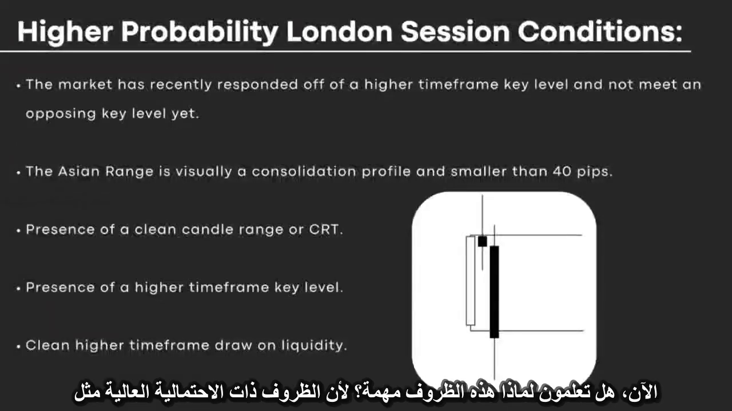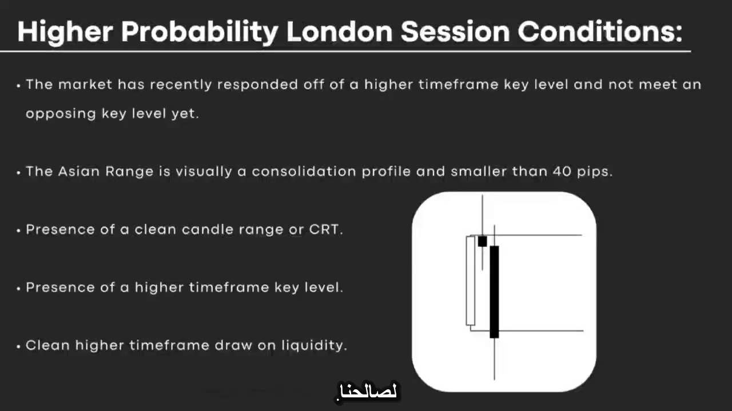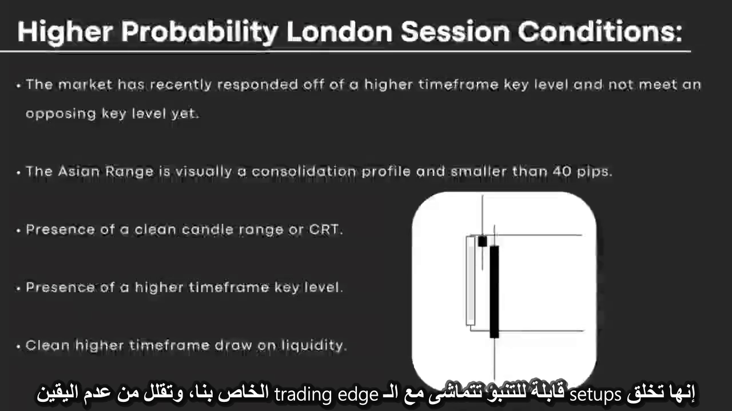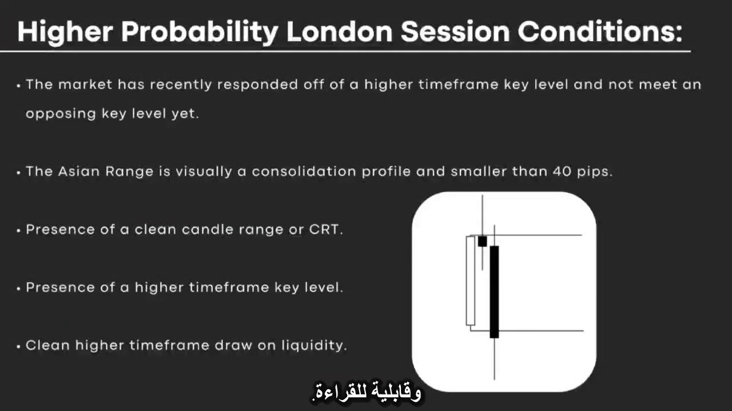Now, do you know why these conditions matter? Because high probability conditions like these align with the structural framework of the market, which increases the odds of success in our favor. They provide clear context for price movement, they create predictable setups that align with our trading edge, and they reduce uncertainty, allowing us for a more confident decision making approach and a more calculable risk management model.